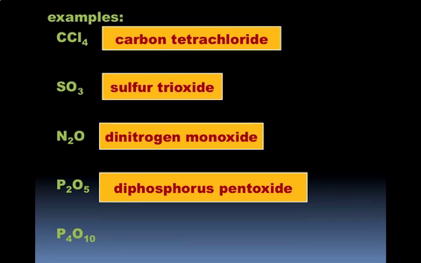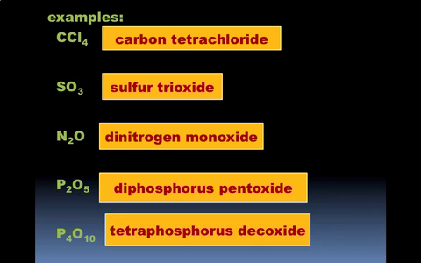Finally, we have 4 phosphorus, so that would be tetraphosphorus, and then we have 10 oxygen, so that would be decoxide. Tetraphosphorus decoxide. And if you'll notice, for the first name we just put the normal ending of the element, and it changes to IDE on the second one.